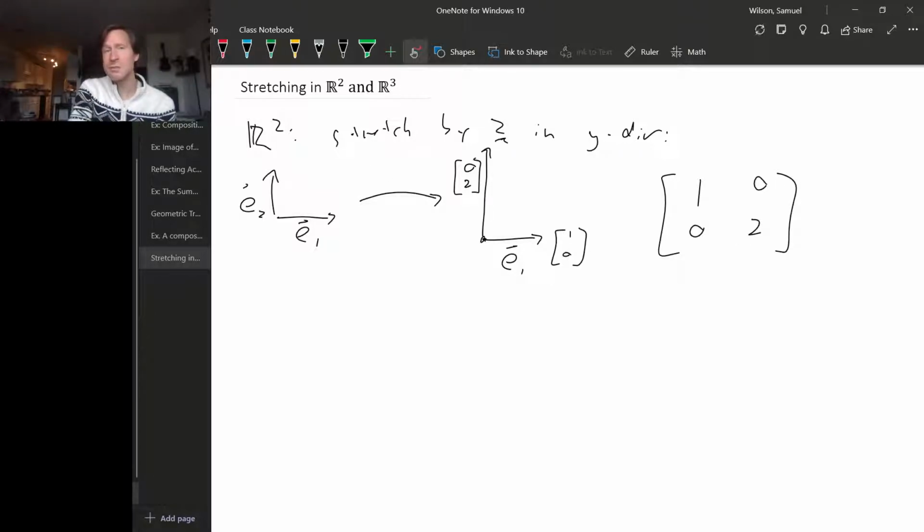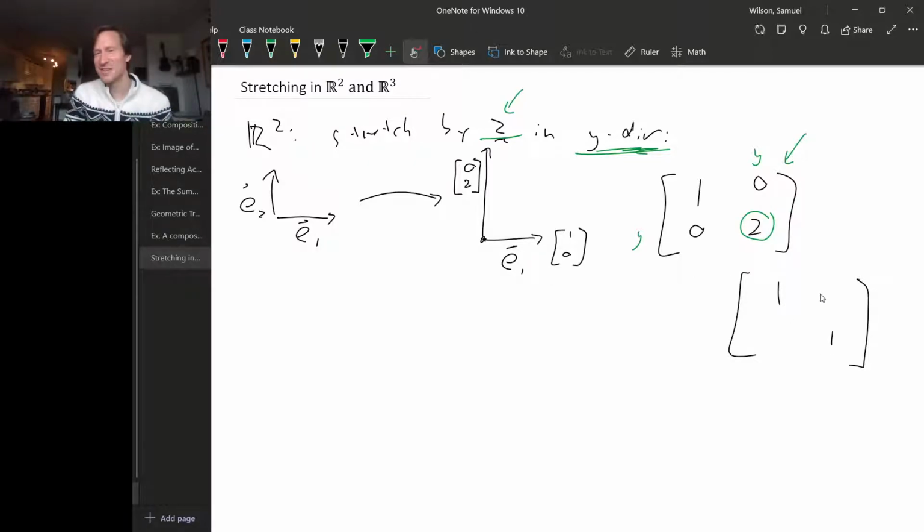You can see what happens is, since we stretched by 2 in the y direction, this is basically the identity matrix, but in the direction that we stretched, the 1 for that position in the identity matrix tells you how much you're stretching. So that's why there's a 2 right there. In fact, that's why the identity matrix, you can think of this as stretching in the x direction by 1, which doesn't change anything, and stretching in the y direction by 1, which also doesn't change anything.